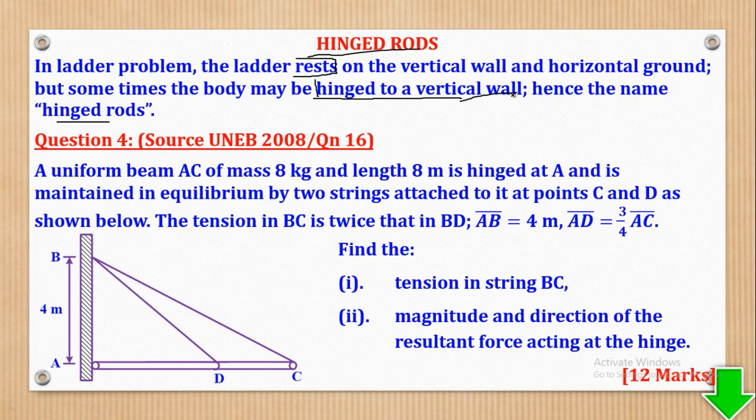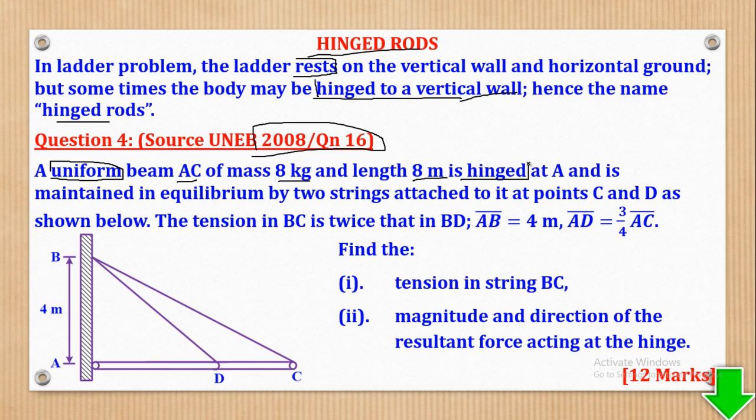You have to take moments and you have to resolve vertically and horizontally. So there being nothing to write, we shall go straight to the question. Question 4 came from UNEB 2008 paper 2 question 16, and it says a uniform beam. Uniform means the center of gravity is at the midpoint. So a uniform beam SC of mass 8 kilograms and length 4 meters is hinged.